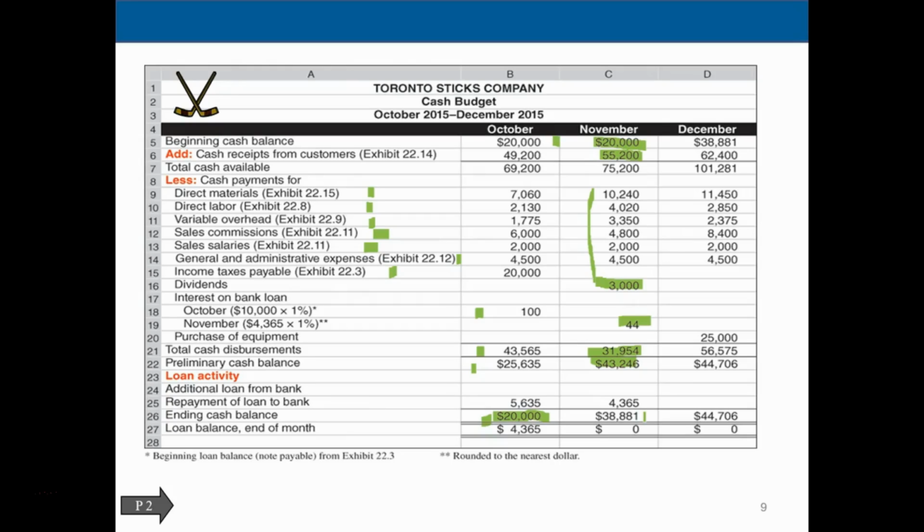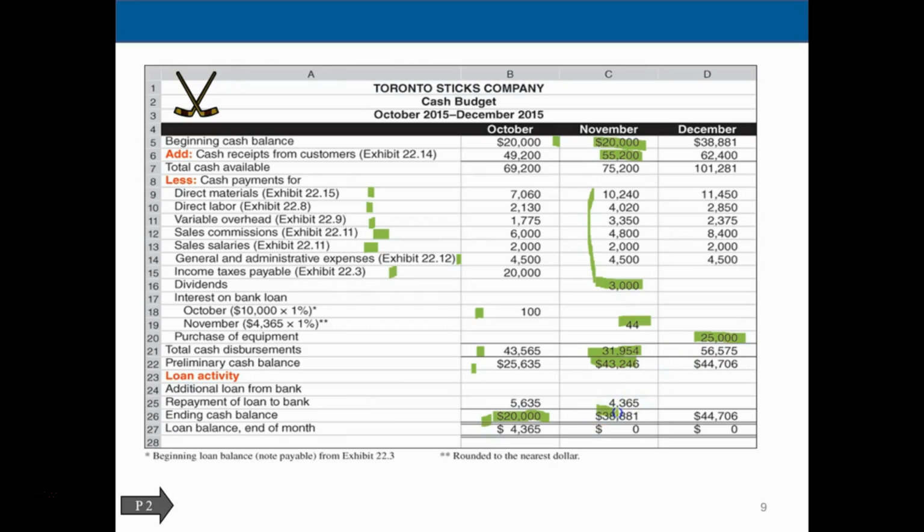Again, if we get too much cash at this point, we may want to invest it further, or we may want to invest it in the company. And notice what our decision here was. We're going to invest it in the company. We paid for equipment in December of $25,000 with that excess cash.